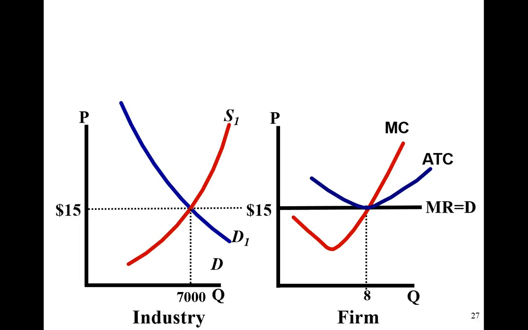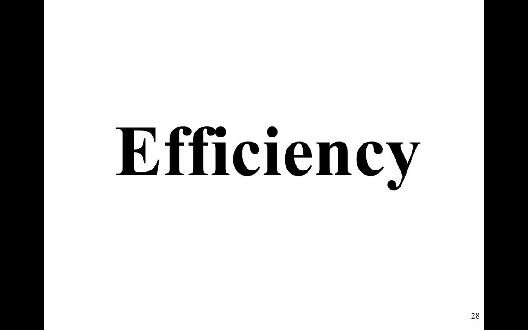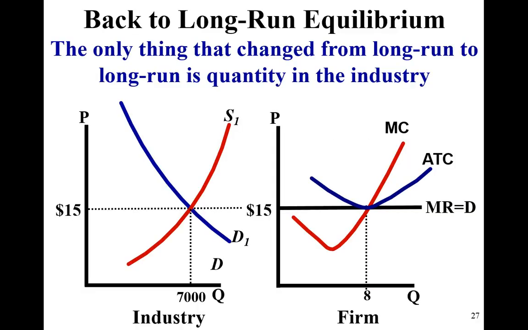So our long run to long run, the only thing that actually ended up changing was that our quantity in the industry went from 5,000 people wanting it to now 7,000 people buying it. The price ended up staying exactly the same because we have to break even in the long run. And that's where we leave it at. We're going to get into efficiency in the next couple of days. That'll be a big part of it, but this is our basic long run graph.